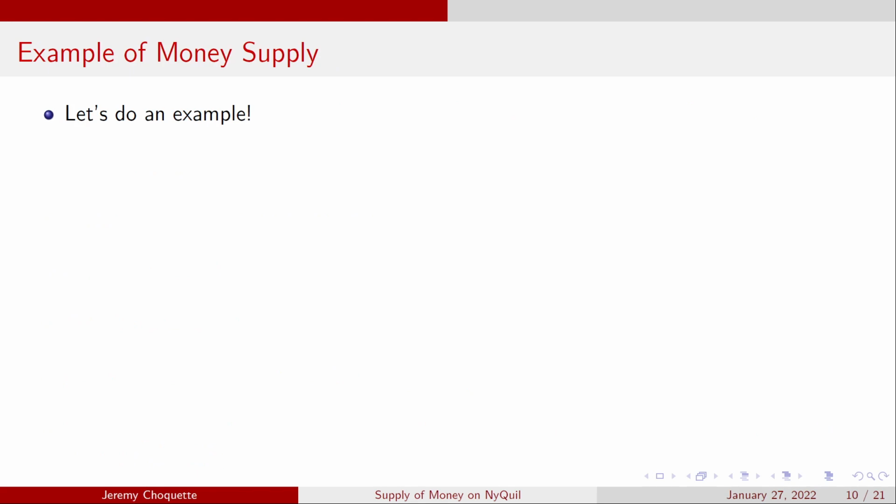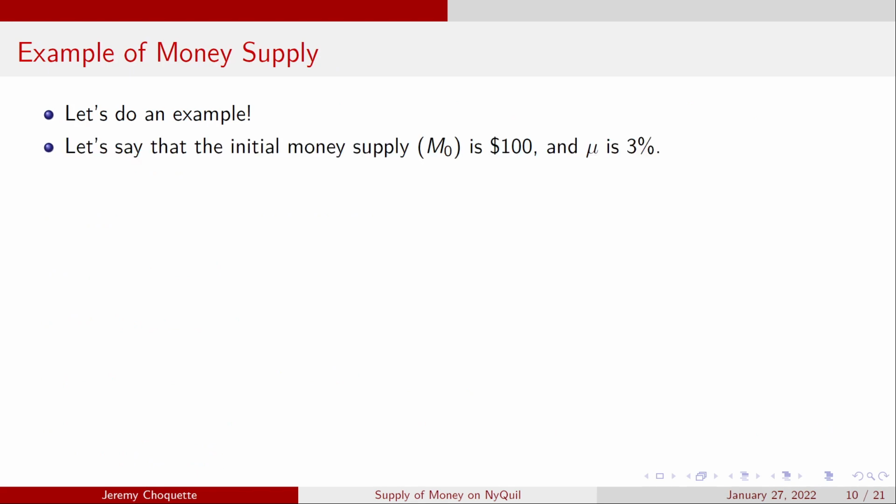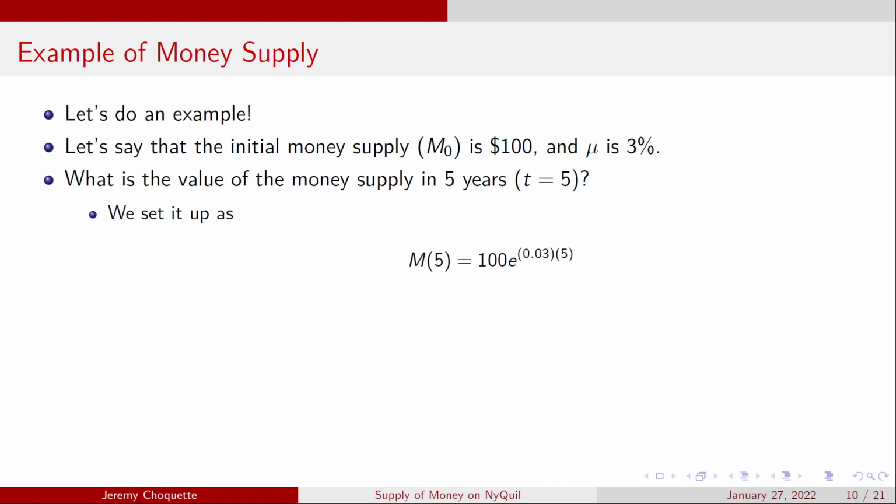So let's do an example of the money supply. Let's say the initial money supply, M0, is $100, and the growth rate of the money supply is 3%. What would the value of the money supply be in 5 years? So t would be equal to 5. Well, we're going to set it up as this, right? M0 is 100 times e to the 3%. So we do 0.03. Anytime you see this continuous time functional form and you want to know what to put in for the growth rate, if you see the growth rate is 3%, you don't put in 3. You're going to put in 0.03, right? It's going to be the decimal notation of 3%. And we're going to multiply that by how much time has gone by, which is 5. So it's 100 times e to the 0.03 times 5.